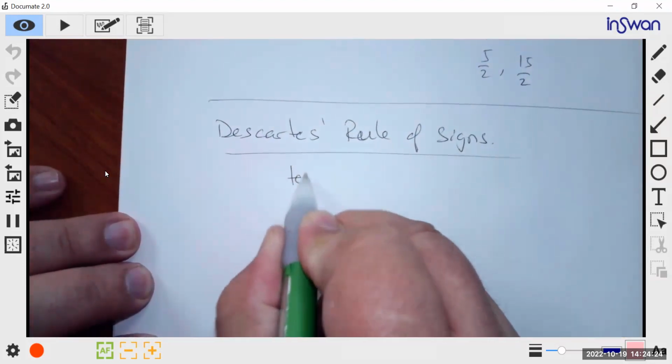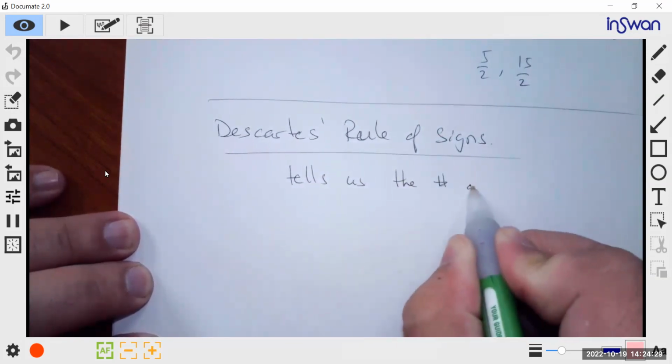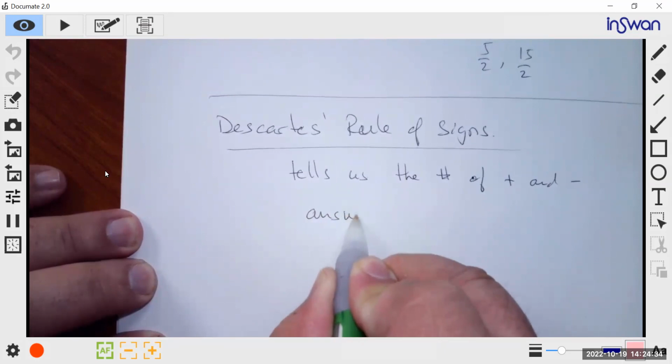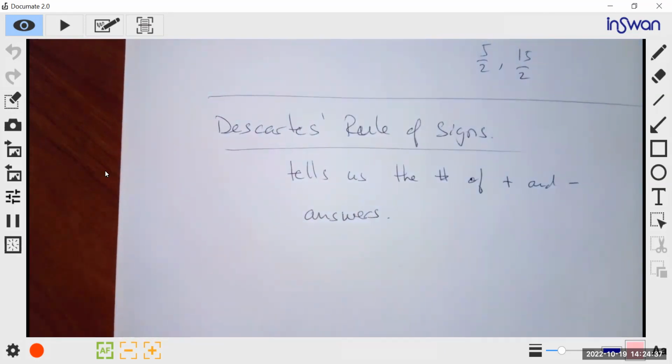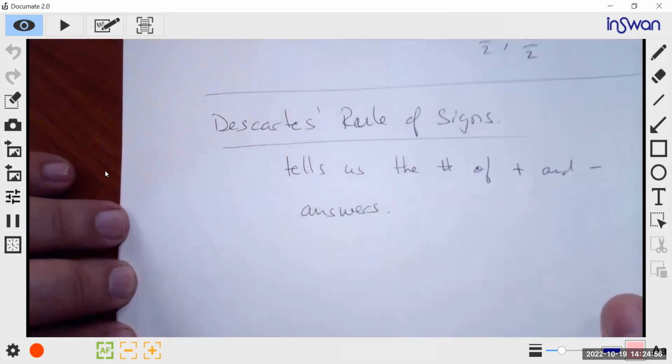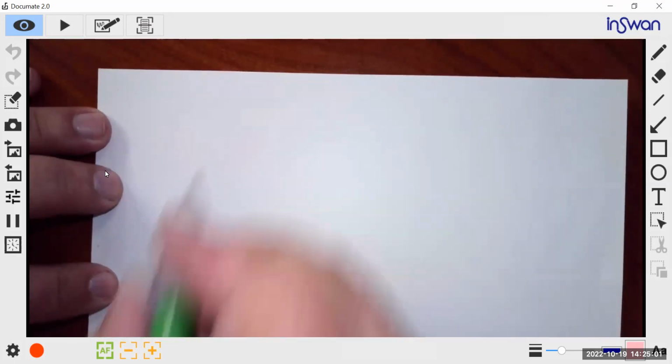This one tells us the number of positive and negative answers we're going to have. Descartes' rule of signs breaks down further and tells us how many positives and negatives we can have. So here's what that means.